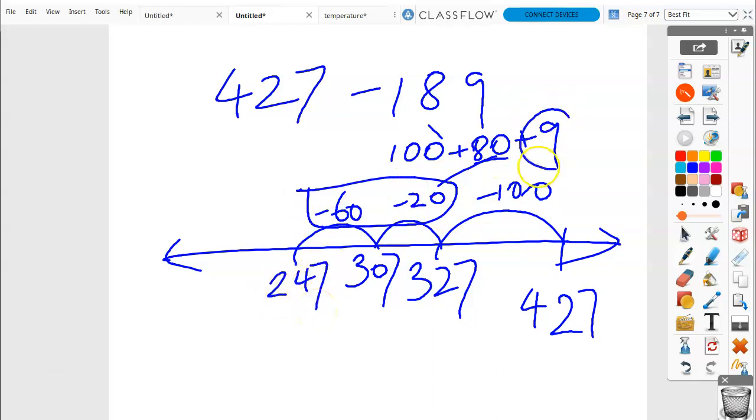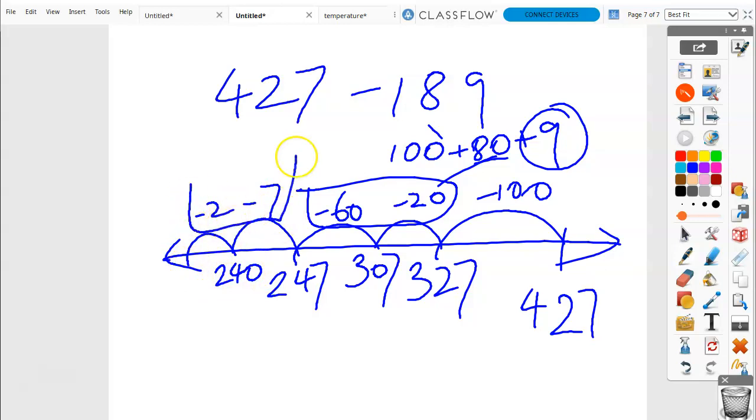Now I can take away my 9. Again, I don't want to subtract a big number, so I take away 7 first, becomes 240. And 7 plus 2 is 9. These two together is the 9. So the final answer would be 240, take away 2, so 238.